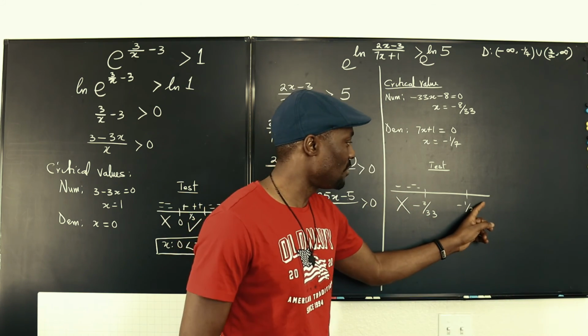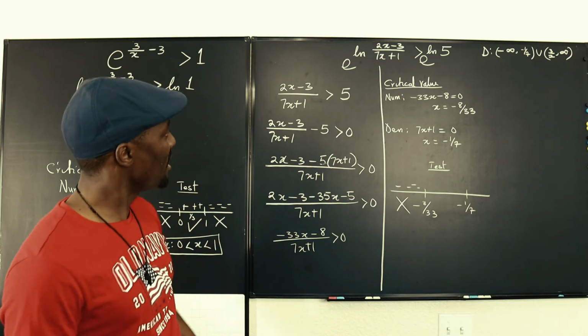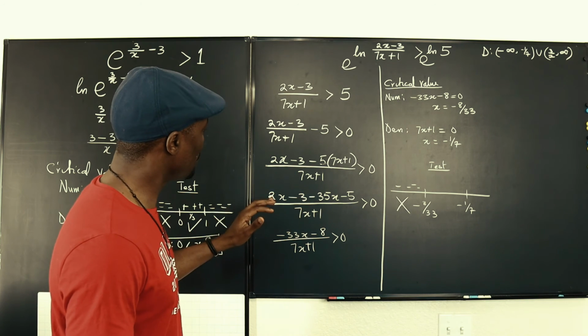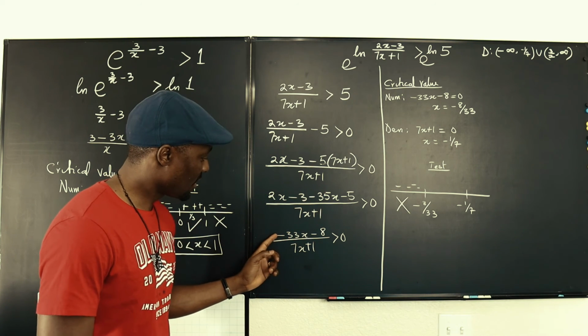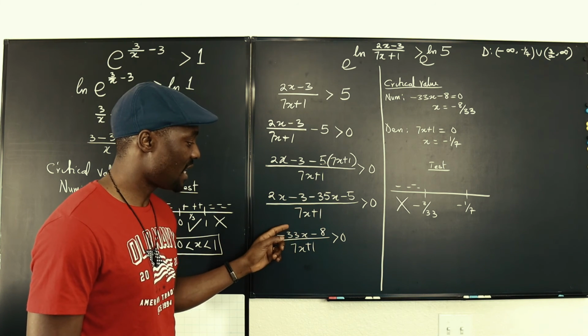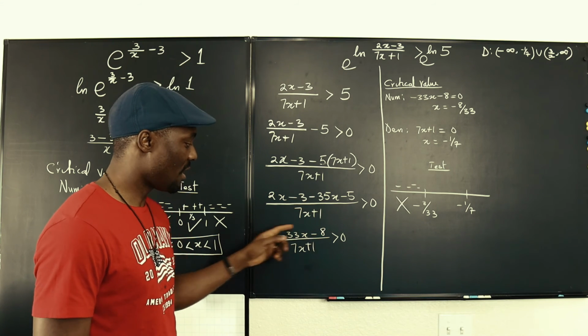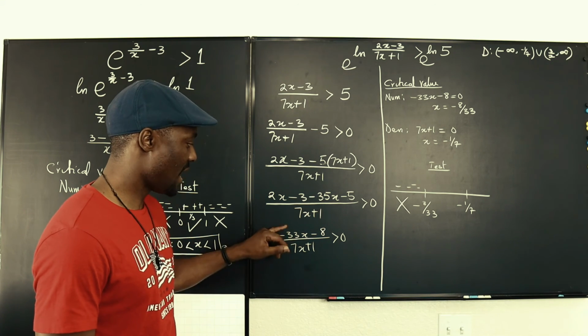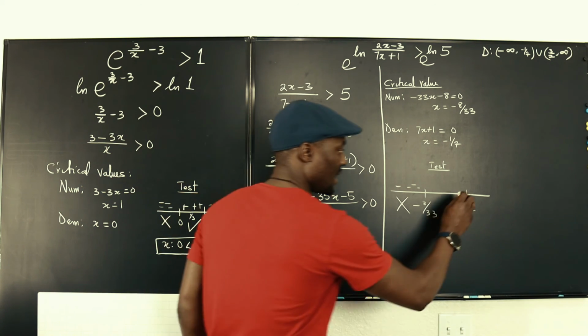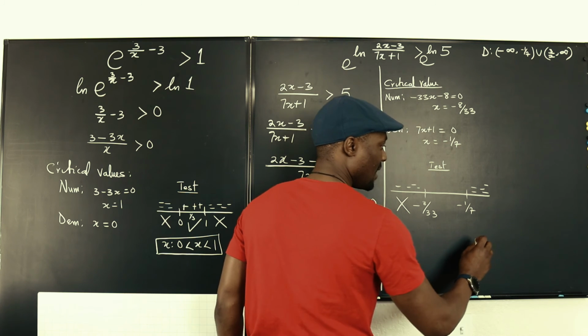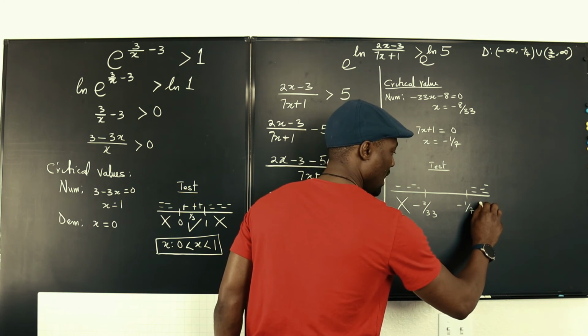So I'm going to pick 2 because I know 2 is going to be in the domain, and then let's test for 2. Put 2 here. That's going to be negative 66. So the top is going to be negative, negative over positive, and this region is negative. So this is another negative value, so I'm going to say no.